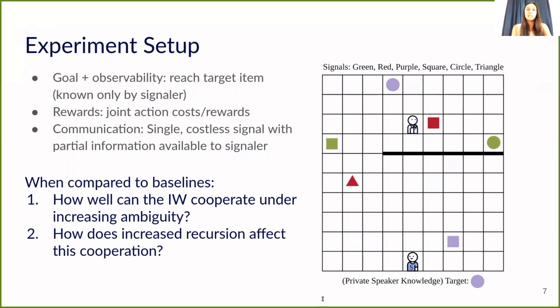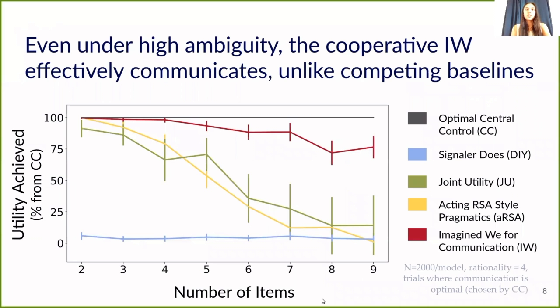So we test our model against a set of baselines in two separate experiments. First, we manipulate the amount of overloading by increasing the number of items in the environment. Second, we look at how recursion affects cooperation. The first model we consider is this optimal central controller, which is the maximum achievable utility in the environment. All of the other models are measured as a difference from this optimal.